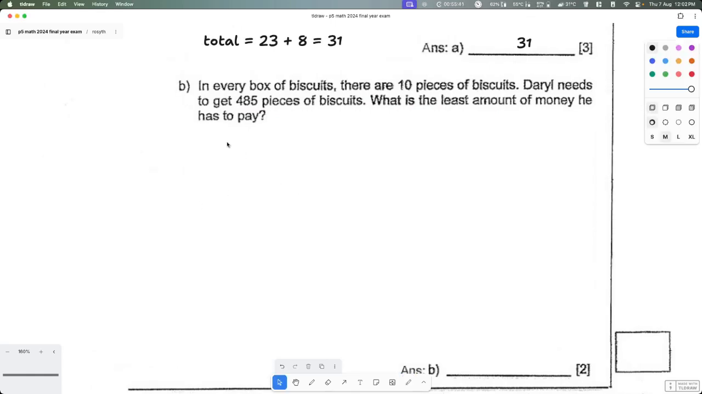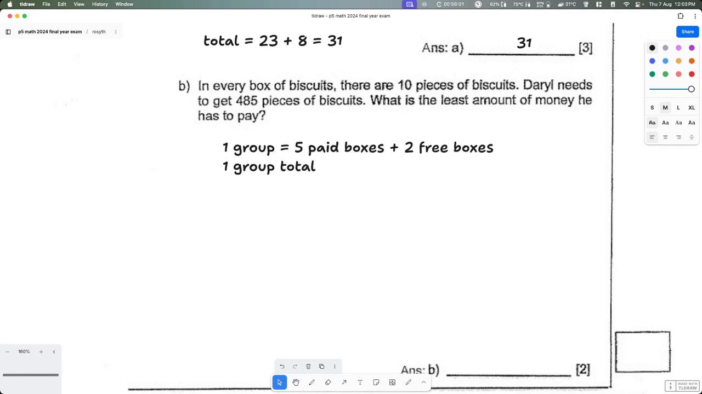So what we can do is one group will become 5 paid boxes plus 2 free boxes, right? Okay, so that means one group total biscuits is equal to 7 boxes, right? So total biscuits is basically 7 times 10, which is 70 biscuits.